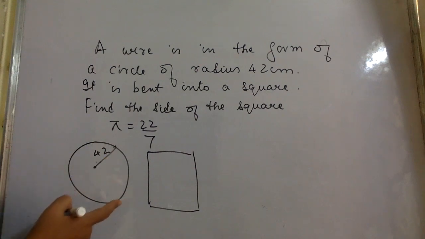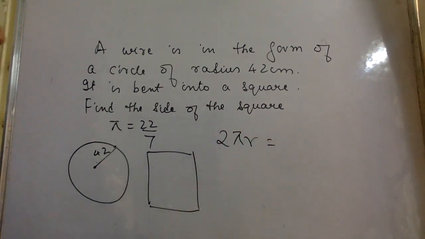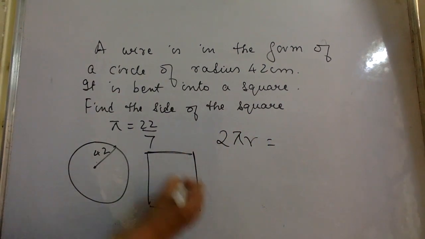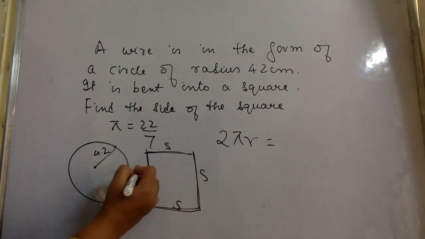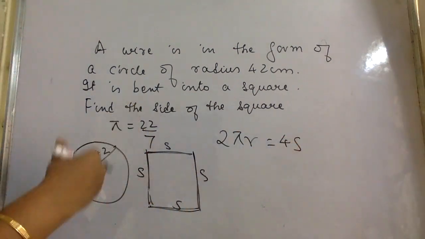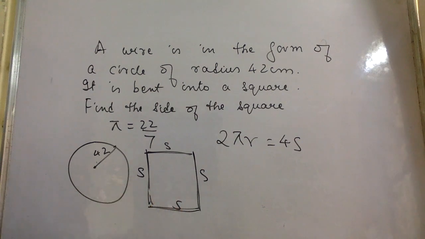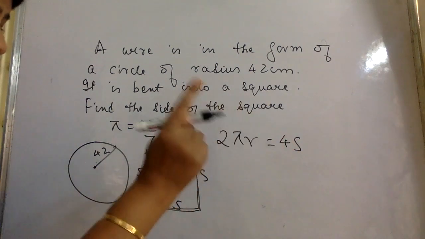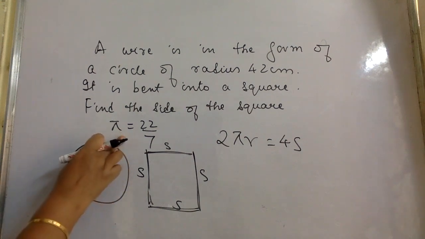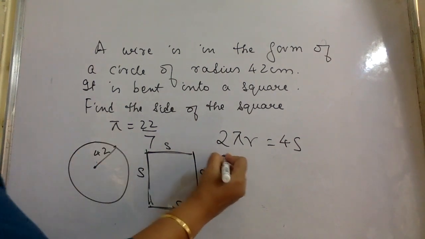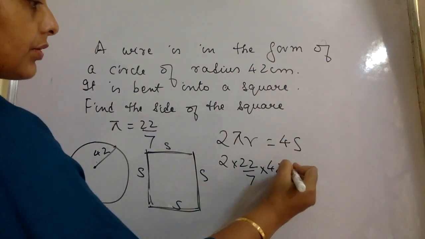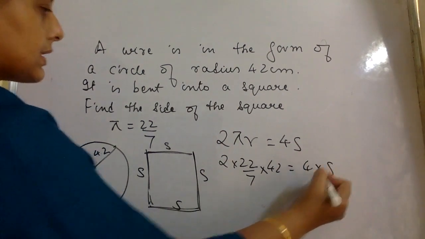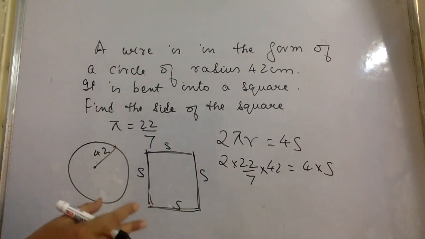Now what we do here is, this length is 2 pi r. And that 2 pi r is equal to, now, the perimeter of the square. Perimeter of the square is S, S, S and S. That is the sum of 4 S's, S plus S plus S plus S. So 4 into S, whatever is the side of the square. Now they have told to take pi as 22 by 7, like this also they mention sometimes. 2 into 22 by 7 into 42 is equal to 4 into S. So here also the writing style really gives you very quick answers.